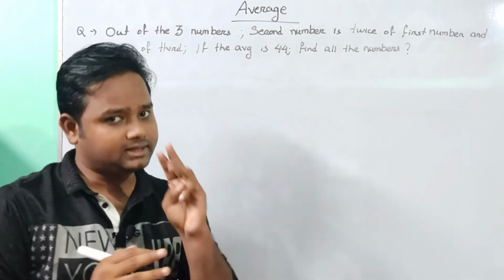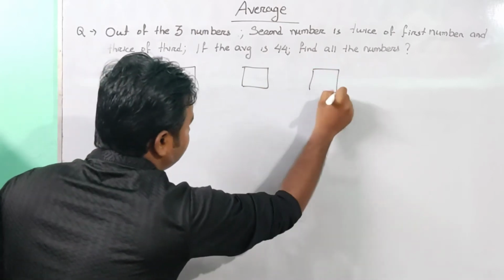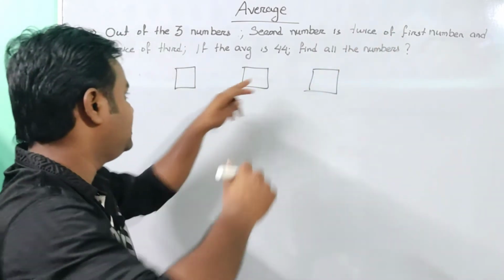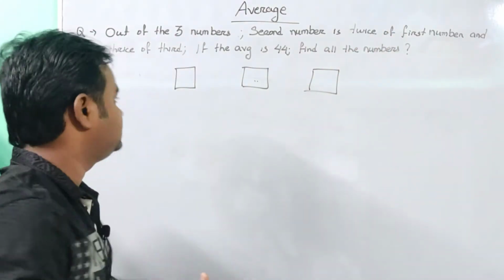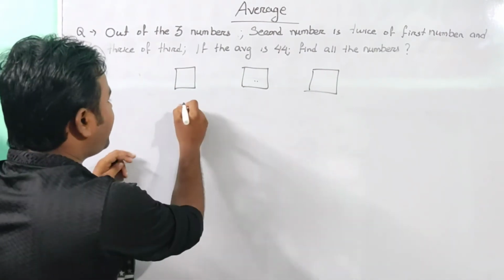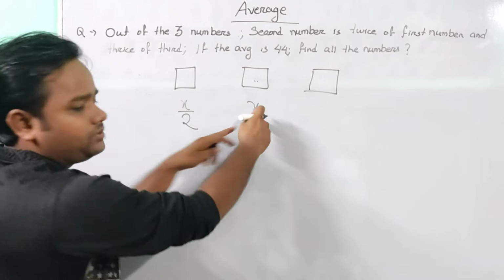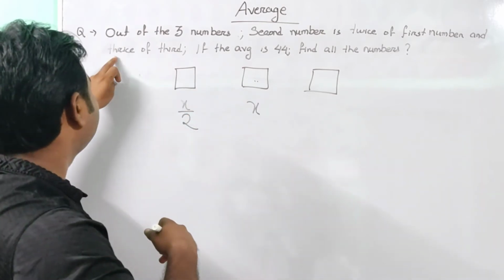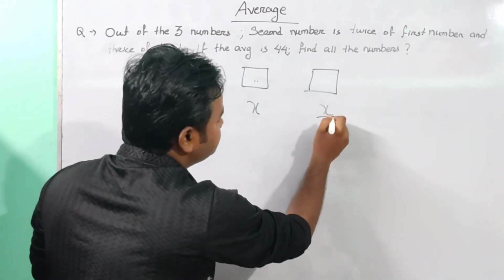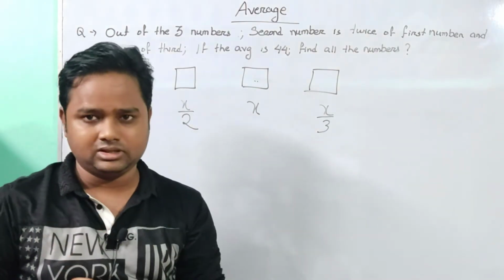Here the question is asked, there are three numbers. So number 1, number 2 and number 3 are here. And it is asked, the second number is twice the first number. If the first number is x by 2, then the second number will be x, which is twice the first number. And it is given that the second number is also thrice the third. That means if the third number is x by 3, then it will be these 3 times. So the first number, second number and third number are given.